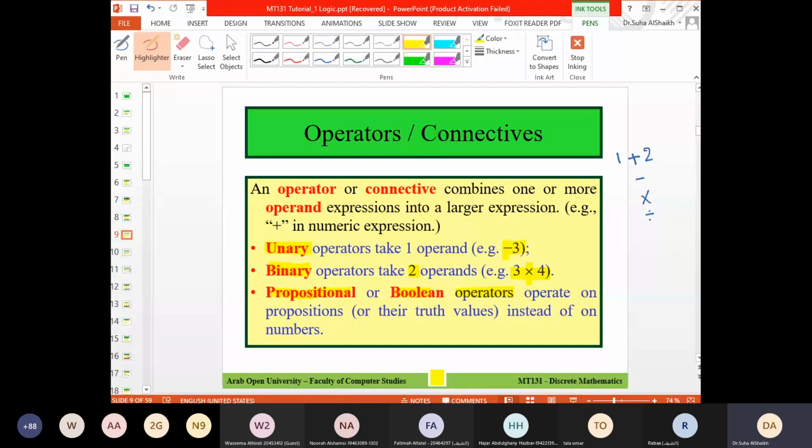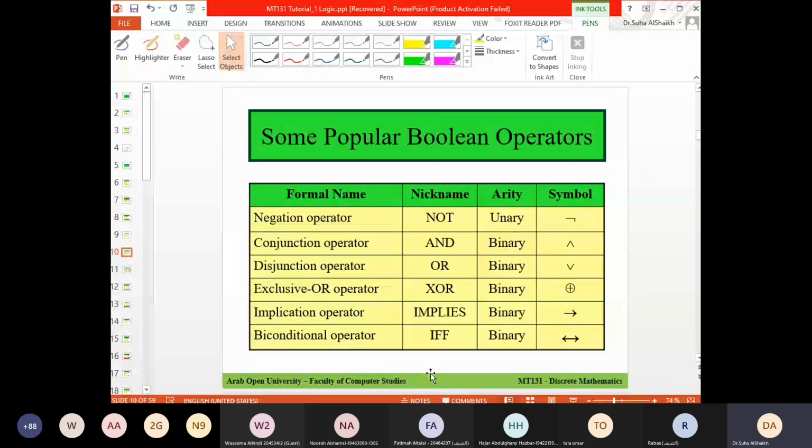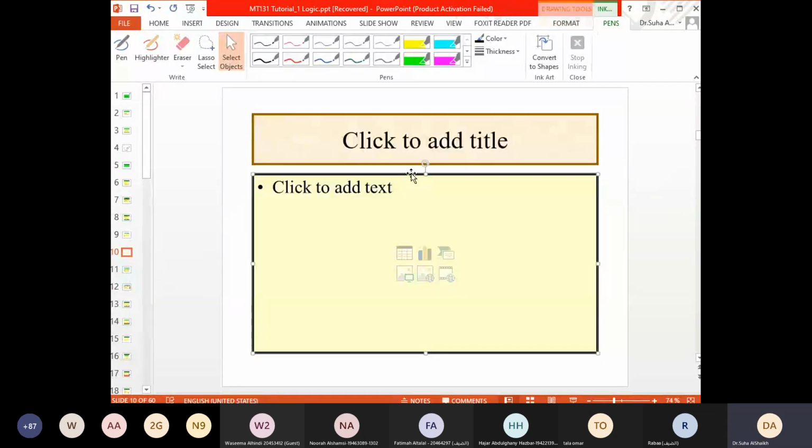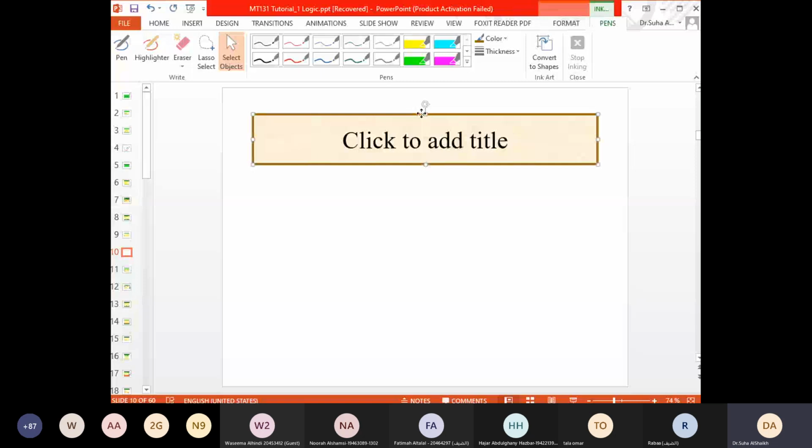الحين propositional or boolean operators اللي هي تجمع ما بين propositions. Okay, we will understand this later on with the examples. الحين some popular Boolean operators اللي هو negation, not, and, or, XOR, implies, if and only if أو double if نسميها. Those are the operators that we have. Now let me show you one thing here. Let me show you how we are using these operators.